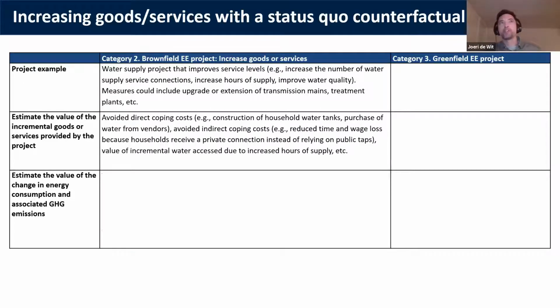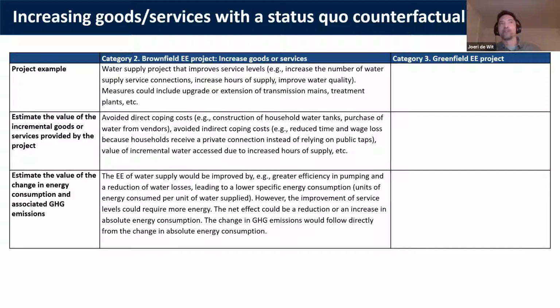So then we estimate the value of the incremental goods or services provided by the project, right? So the avoided direct coping costs, this could be construction of household water tanks, purchase from water vendors, avoided indirect coping costs such as reduced time and wage loss because households receive a private connection instead of relying on public taps. And we estimate the value of incremental water access due to the increased hours of supply.